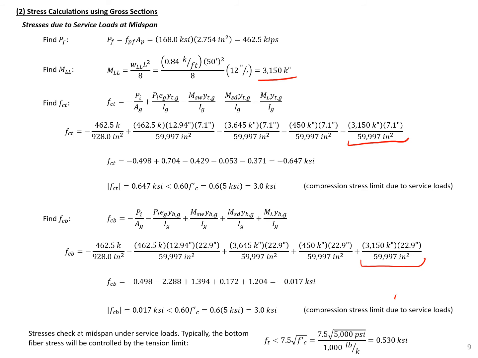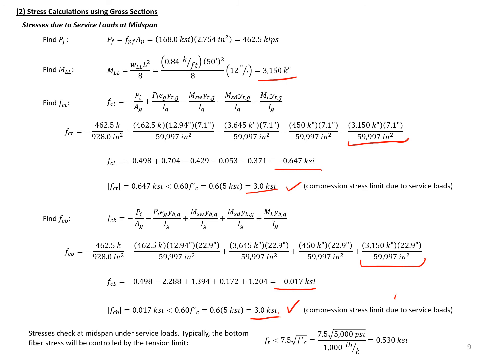And you can see at the top, we now have a compression stress of negative 0.647, which is below our compression stress limit. So we're okay here. And at our bottom fiber, we still have a compression stress, but it's right around 0. So we check against our compression stress limit.